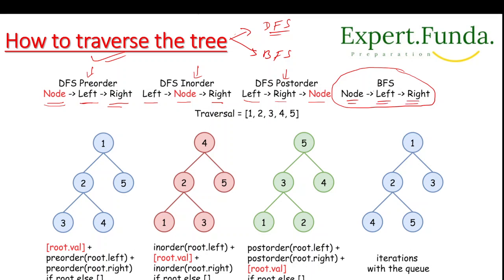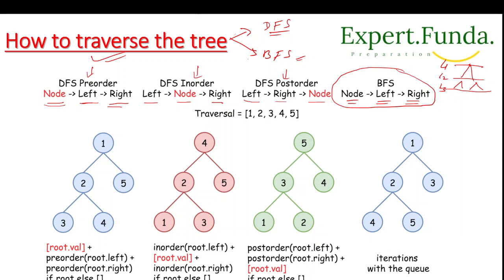Got it? In breadth first search, we scan through the tree level by level. If this is a tree, we first go with the root node, then with its children, then with their children, okay. This is level 1, L1, L2, L3, right. In this way we will go level by level, right.